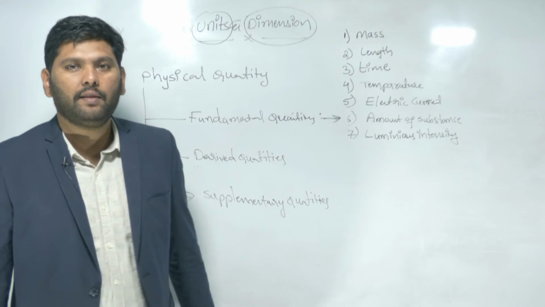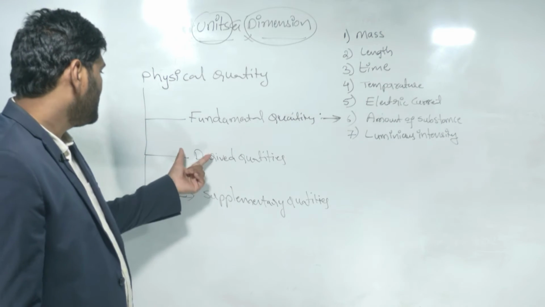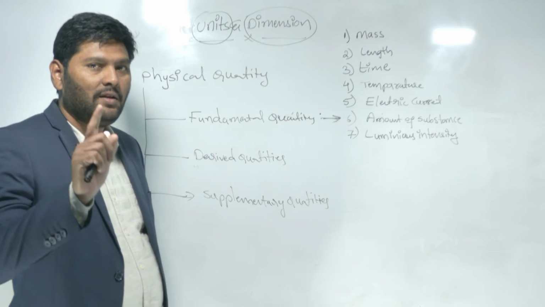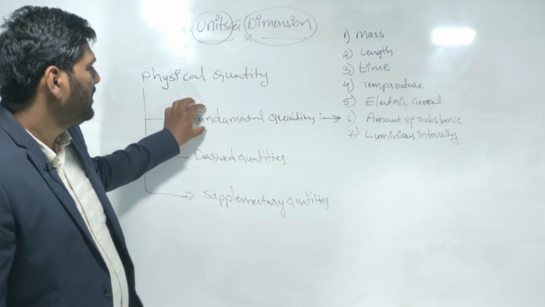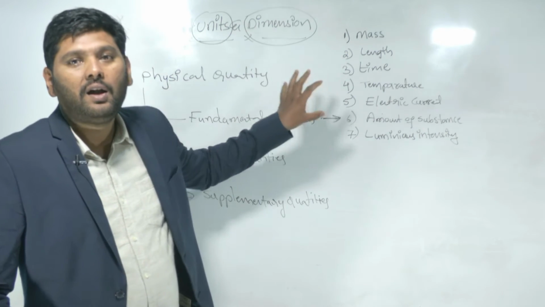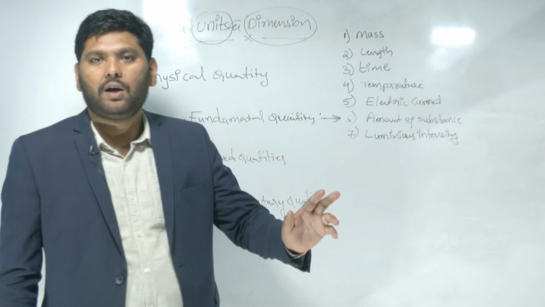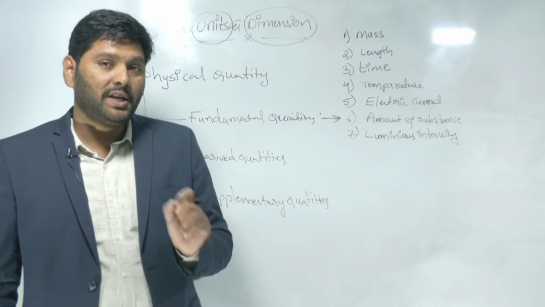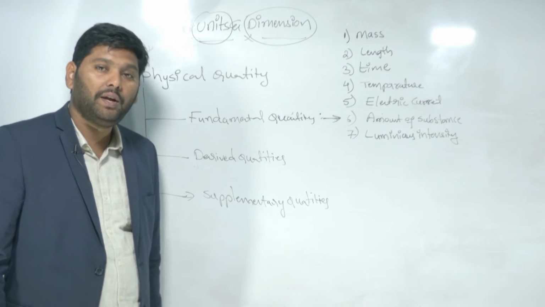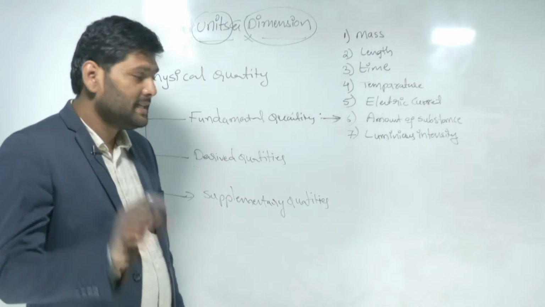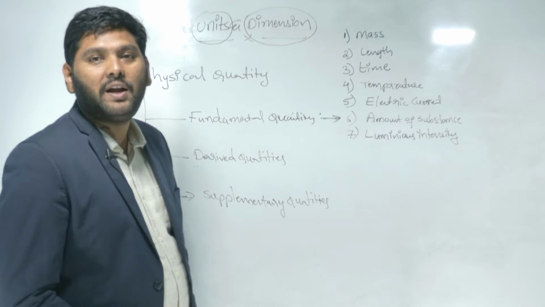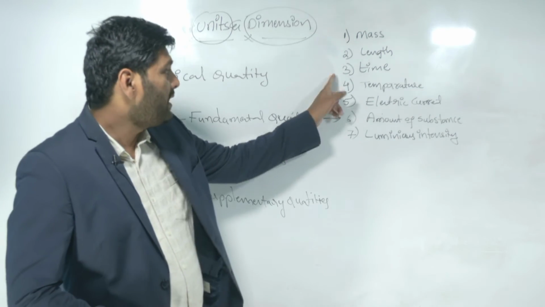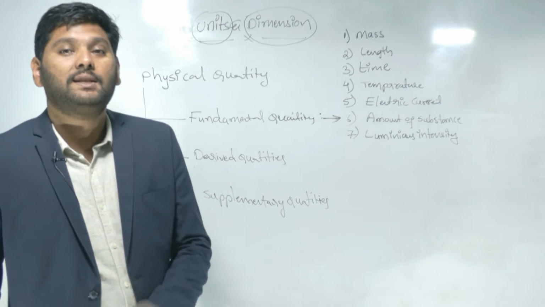Now coming to another type of physical quantities, those are nothing but derived quantities. Children, look at here, one logic. The logic is, fundamental quantities are those that do not depend upon any other quantities. Now apply logic here. What is meant by derived quantity? The quantities that depend upon the fundamental quantities are known as derived quantities.